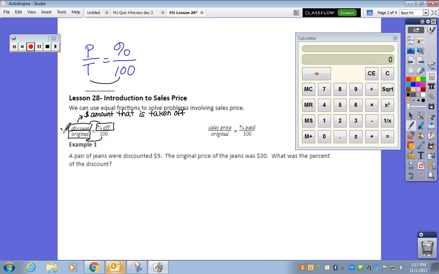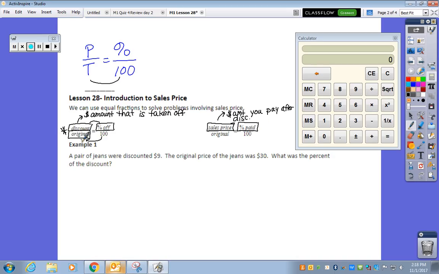This is the one that we're really going to be looking at today. However, there is another one we're going to look at tomorrow or Monday, and that has to do with sales price. And sales price is the dollar amount you pay after the discount is taken off. Okay? And then that's going to go along with percent paid. So the percent you actually pay for an item. And like I said, we're going to talk more about that in the next lesson. So we're really going to focus today on discounts.